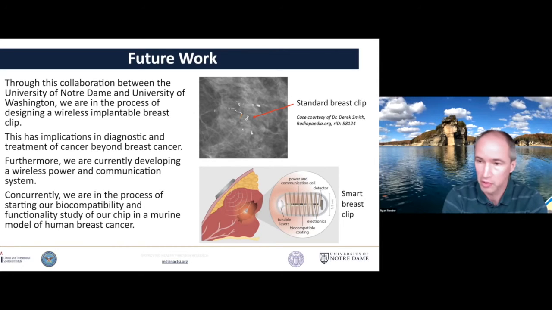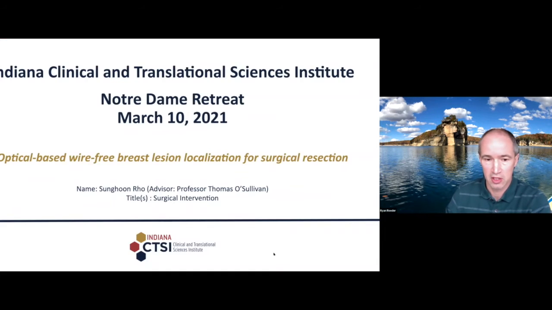All right, we should probably keep moving here since we're doing really well keeping on time. So let's go on to our third speaker, Sung-Hoon Roh, who is also in the O'Sullivan lab. He is going to talk about an optical-based wire-free breast lesion localization for surgical resection. Go ahead, Sung-Hoon.